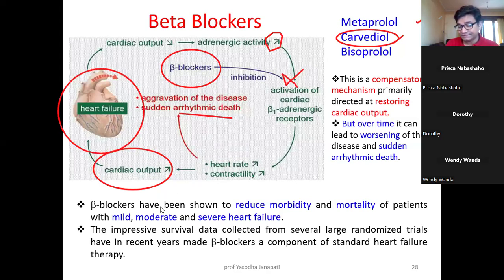Beta blockers have been shown to reduce morbidity. This is a systematic study. It reduced morbidity and mortality of patients with mild, moderate, and severe heart failure. That's the reason there were many publications. The impressive survival data collected from several large randomized trials have in recent years made beta blockers a component of standard heart failure therapy. Clear? This is an explanation. Any doubt, please?